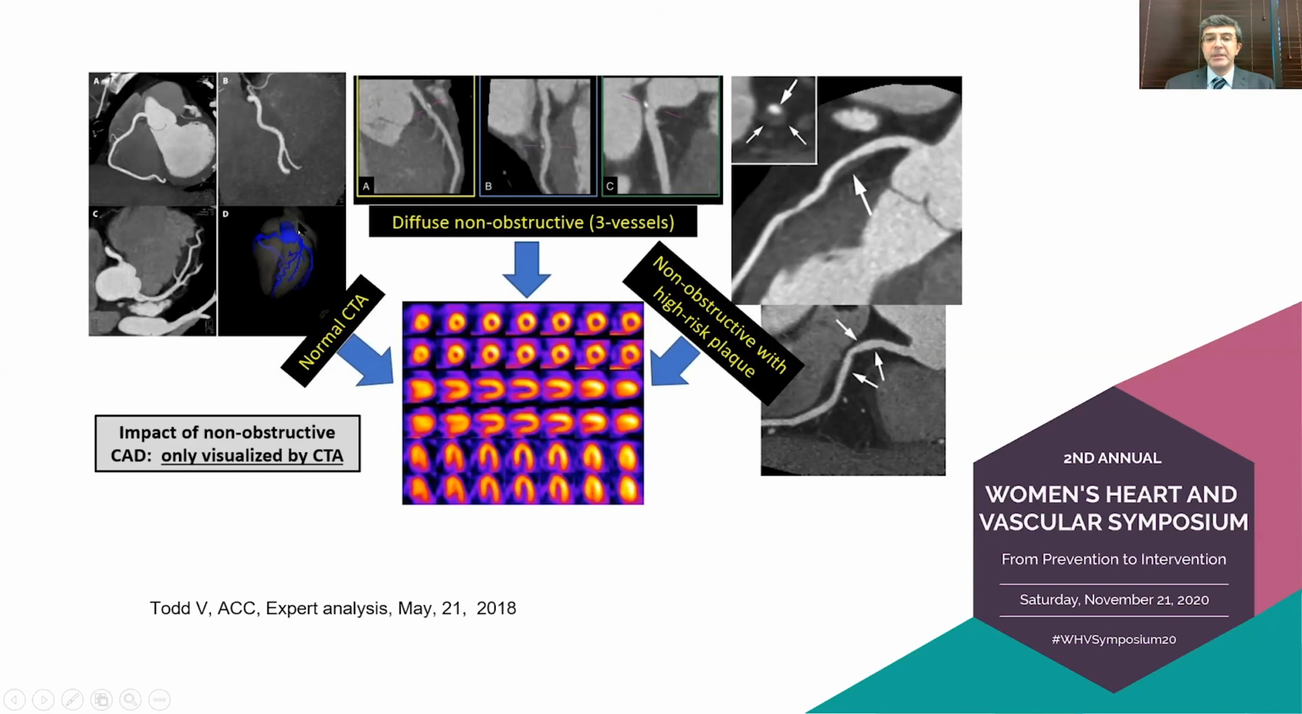A patient could have completely normal coronaries, as in the top left. In the middle, the patient has mild coronary artery disease. On the right, the patient has non-obstructive coronary artery disease, but has high risk plaque. And from the medical management standpoint, these three will be different.